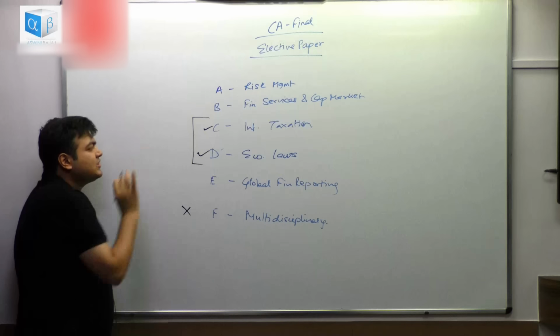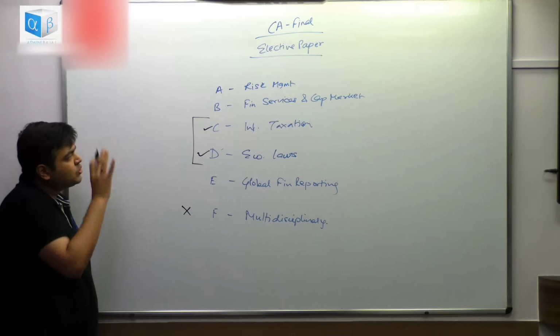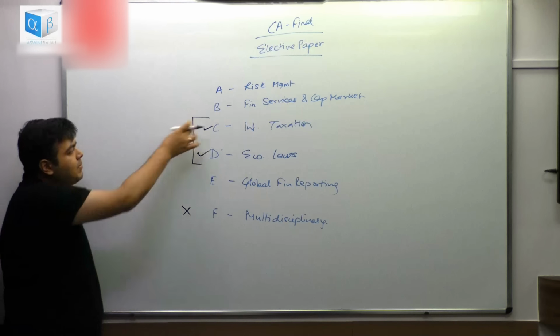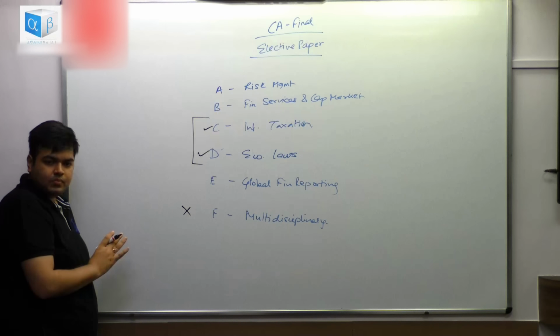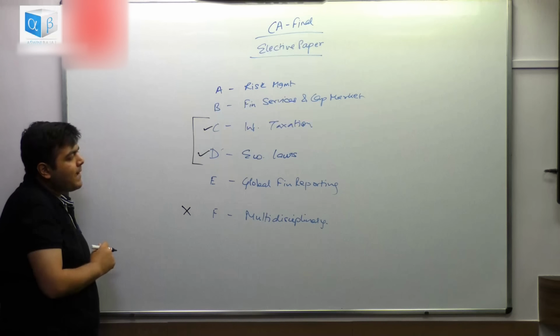Otherwise, these 3 subjects are out. So you can very easily, by the process of elimination, choose between 6 subjects. At least the 3 subjects you can rule out, or maybe make a choice and immediately skip the rest of it. So that is one.